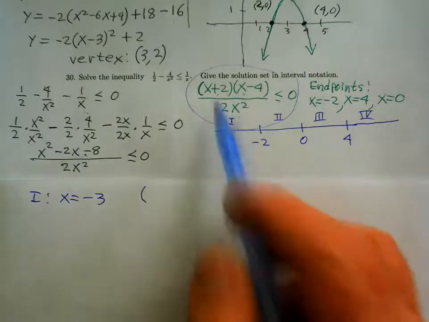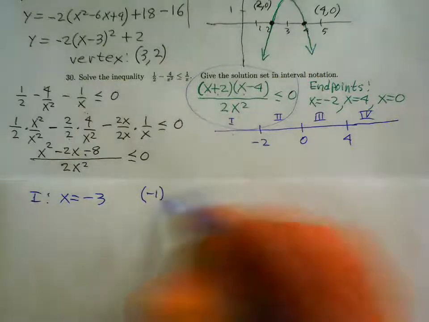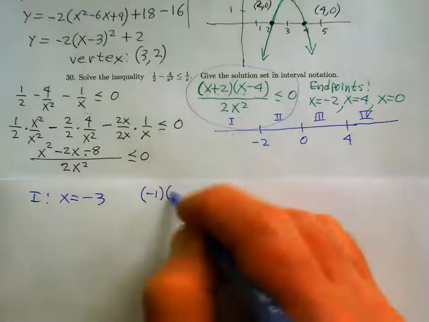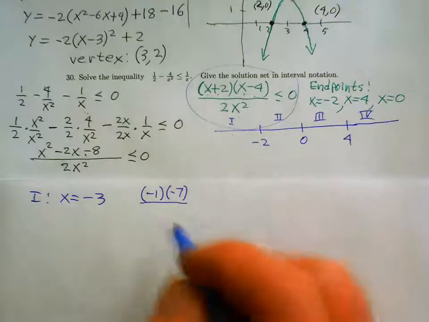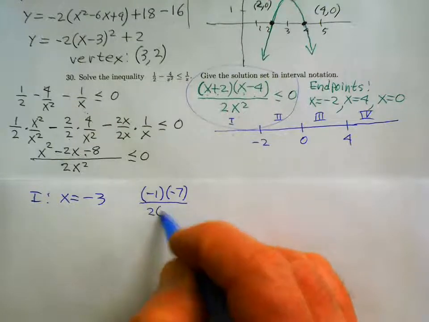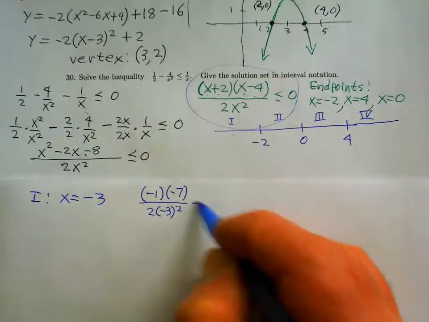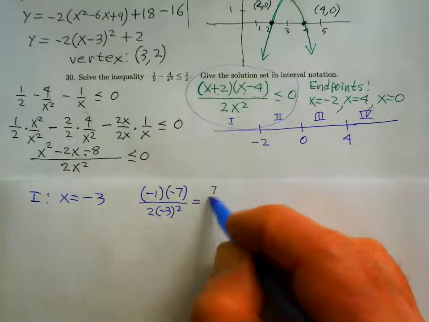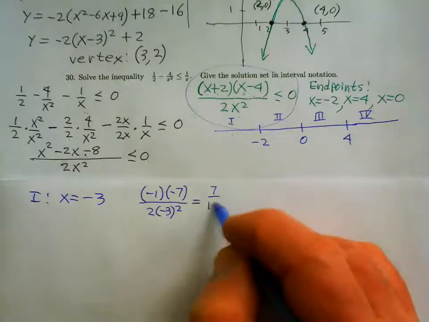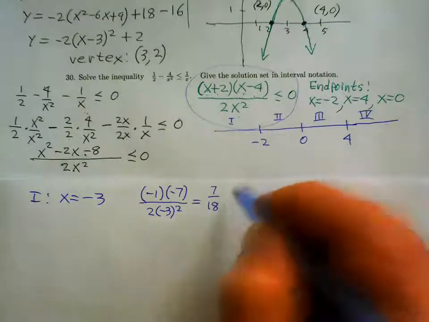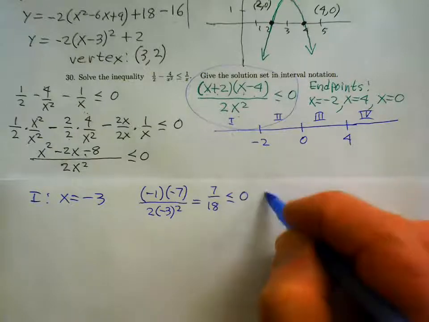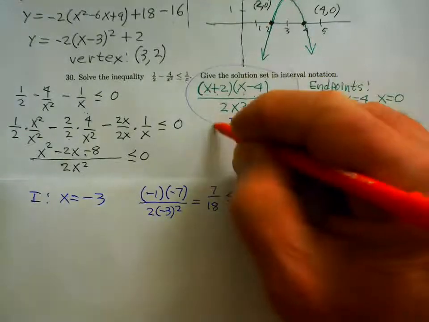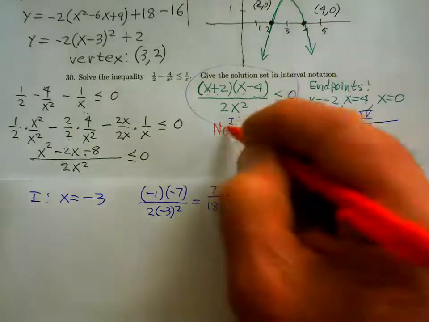So in the numerator, -3 plus 2 is -1. Also in the numerator, -3 minus 4 is -7. But in the denominator, we have 2 times the number -3 squared. This is just going to be a positive number. The numerator is +7. The denominator is +18. And the inequality is less than or equal to 0, which is false. So none of the numbers in that first interval or the left interval are solutions.